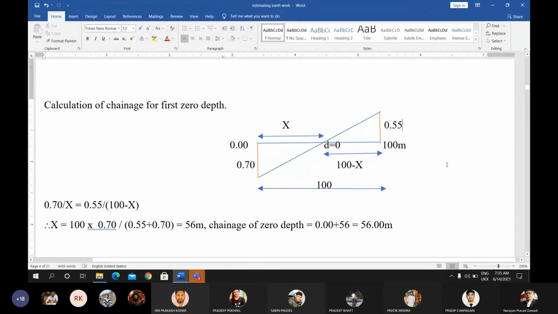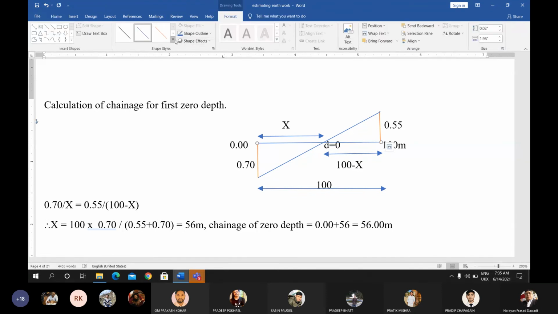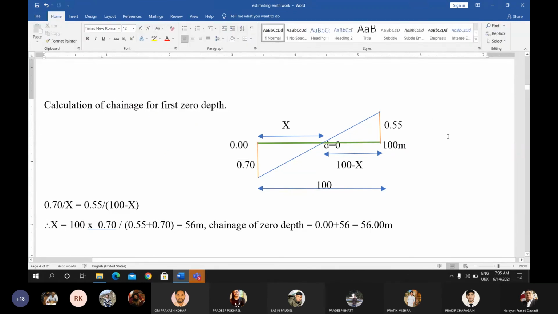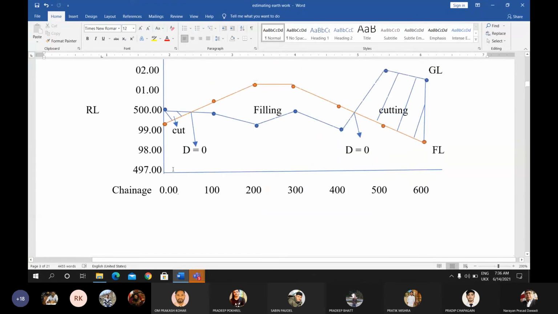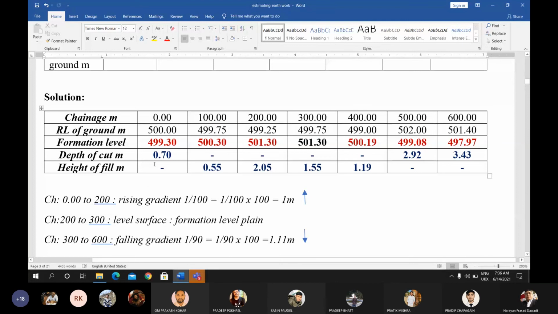First of all, draw this green line. You can take any length of green line. Draw a horizontal line, and mention the chainage of 0 meter for the starting point, and the chainage of 100 meter for the ending point. For the 0 meter chainage, there is a cut of 0.70 meter. For the 100 meter chainage, there is a fill of 0.55 meter.